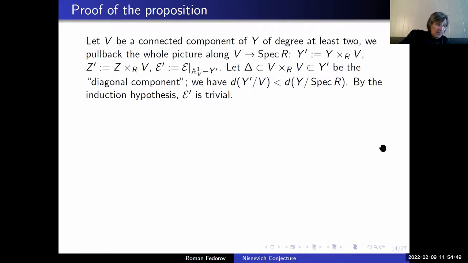Right, so, since D is greater than zero, I have a connected component of Y of degree at least two, call it V. And now I pull back the whole picture along V. And of course I have a diagonal component delta in Y prime. And this tells me that the degree D of Y prime over V is less than D of Y over spec R, because the degree is the same, but you get an extra connected component, right? V was connected, but its pullback is disconnected. So by the induction hypothesis, E prime is trivial.